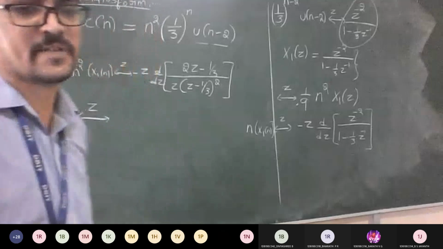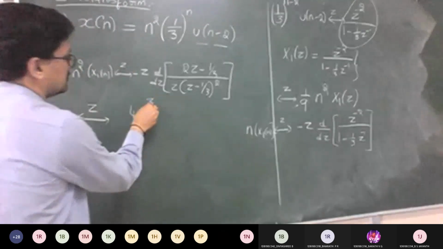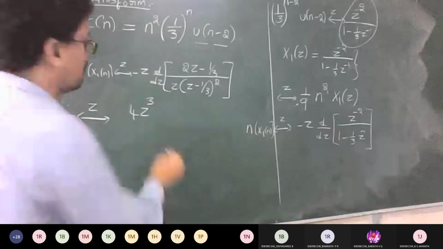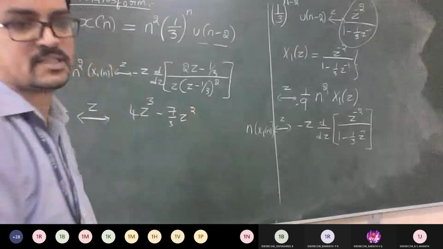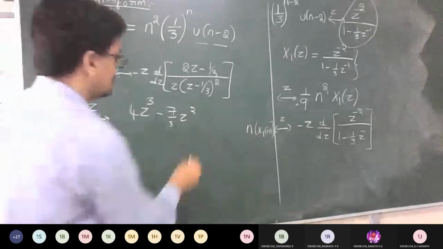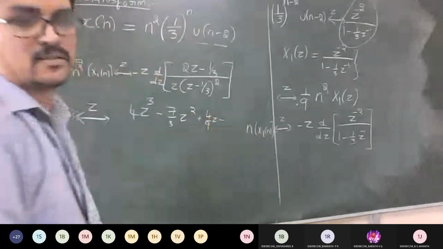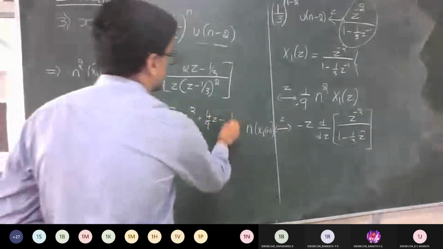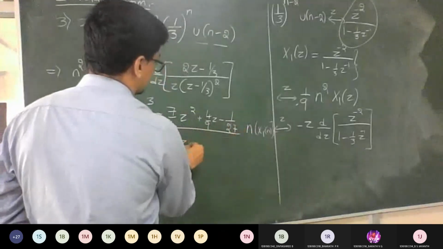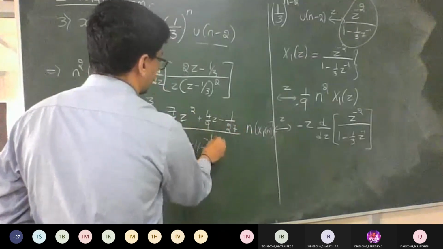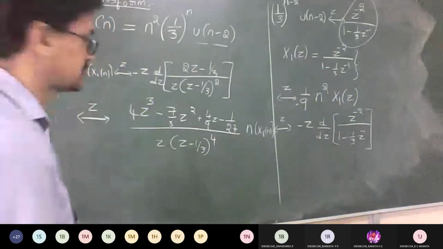So let me write the answer, just verify that, is it matching? The answer says 4z cube minus 7 by 3 z square plus 4 by 9z minus 1 by 27 whole divided by z into z minus 1 by 3 to the power of 4. So is it the answer? Check out.